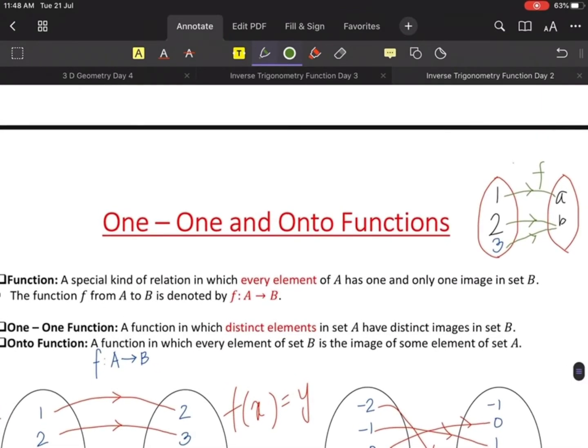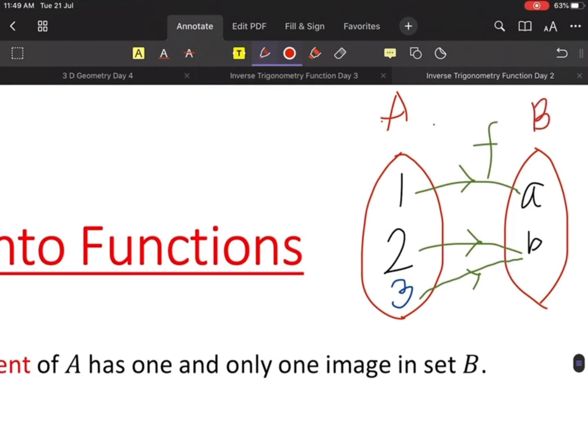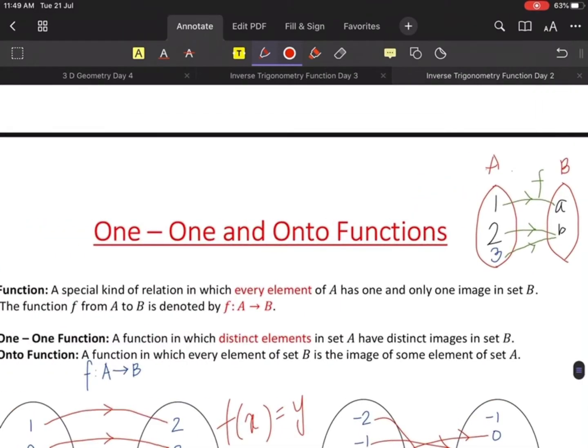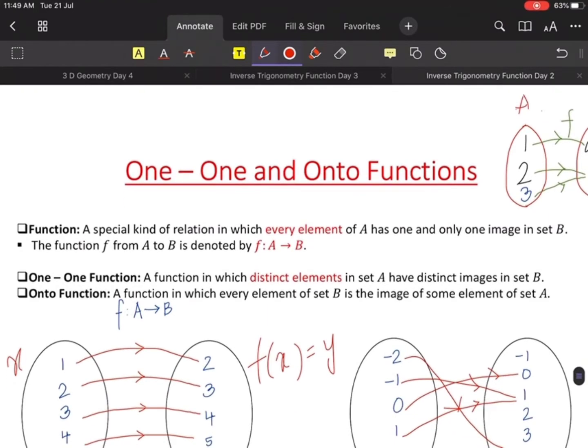Now let's proceed to one-one function. So what is a one-one function? A function in which distinct elements in set A have distinct images in set B. What do you mean by that? It means different elements in set A need to have different elements in set B. Look here, 1 has element a, 2 has element b, but 3 has element b again. So this is not a one-one function. Am I clear? Understood? Every element in set A must have distinct images in set B.